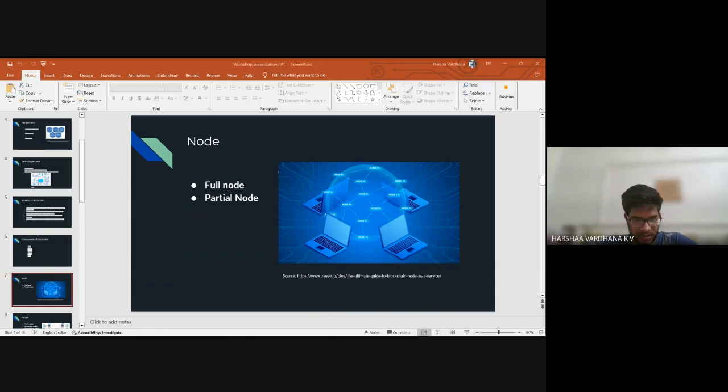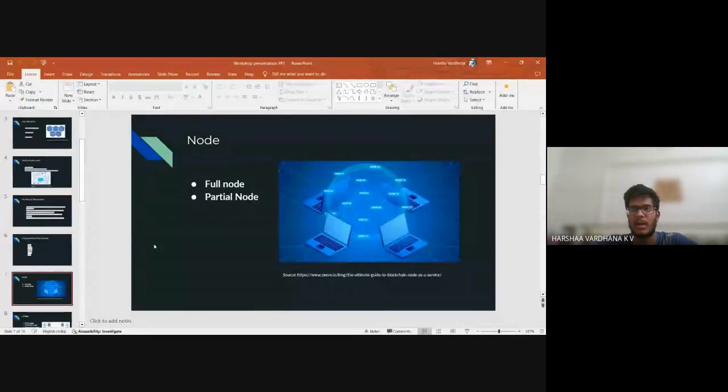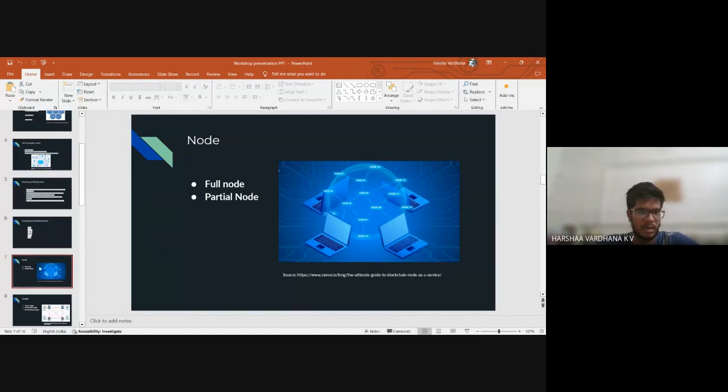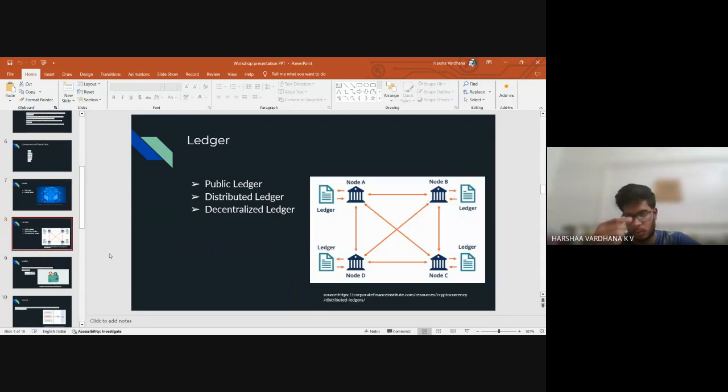So that's what it is. The entire blockchain is locally not present on the partial node, which does not standardize to blockchain technology. However, these nodes do exist because of a few topics which we'll not be discussing right now. So moving forward, I'll be talking about what a ledger is.